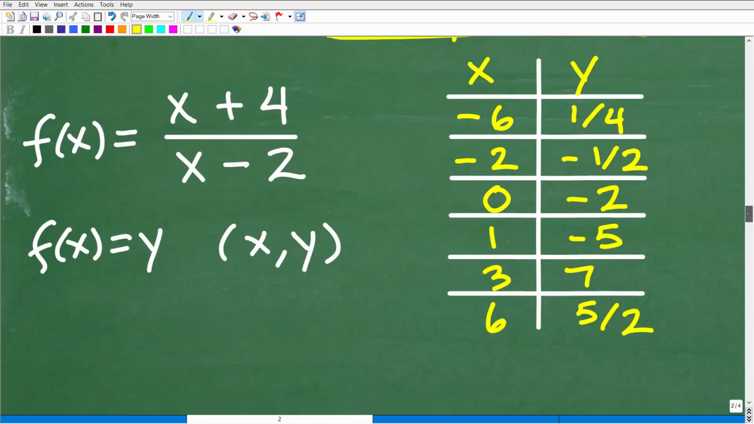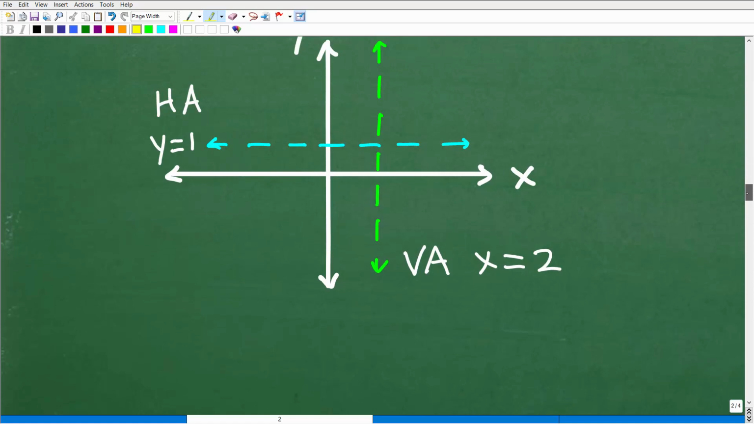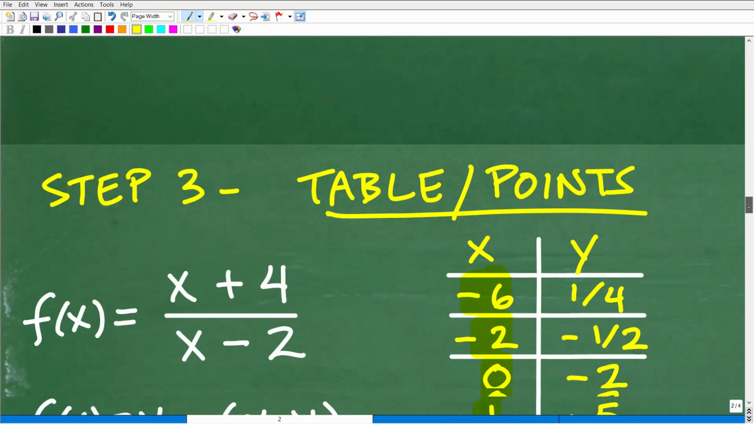So a good old-fashioned XY table of values, and we're just simply going to make up some points. So -6, -2, 0, 1, 3, and 6. These would be points that would span across the x-axis, right? Like -6 right here. Here's 0. What other points do I have here?